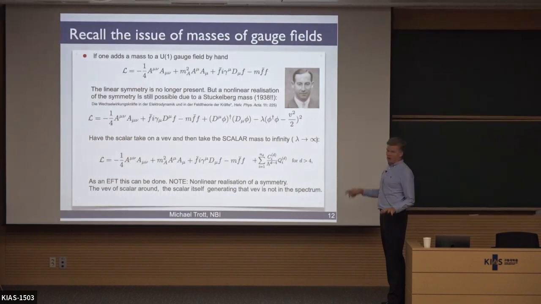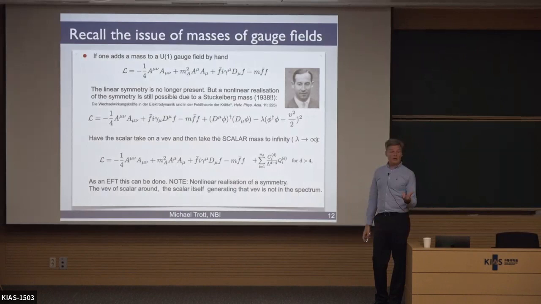Nevertheless, this is true. And you can think of this as an example of how you can write down a mass directly in an effective field theory sense. When you retain the VEV associated with the scalar field, but remove the scalar field from the spectrum, you basically retain part of the physics associated with that scalar field. And so you can think of that as a nonlinear realization of a symmetry. That is essentially what's going on.